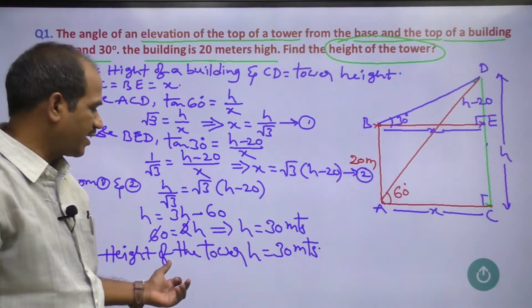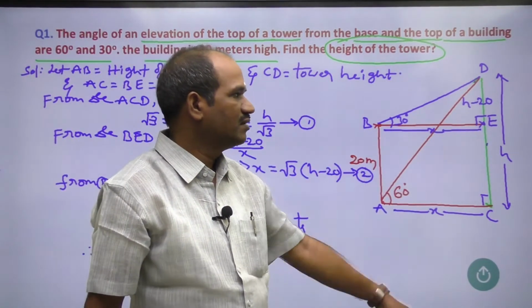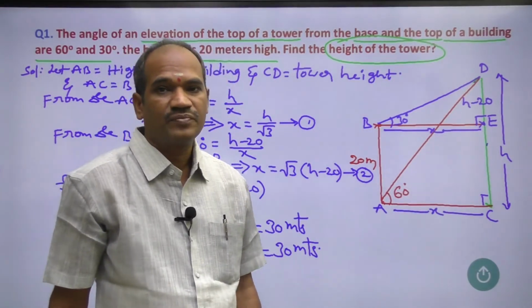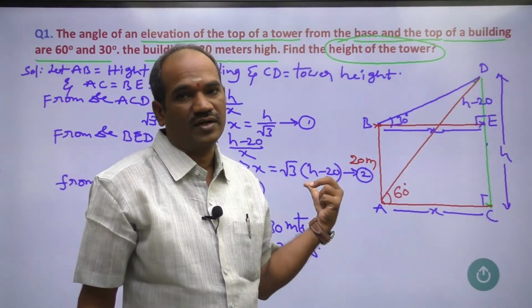So H means height of the tower. Height of the tower is 30 meters. Write this question. One more time you practice this question.